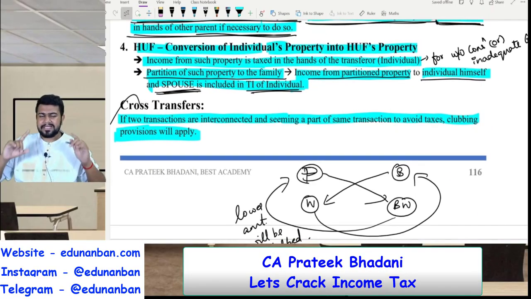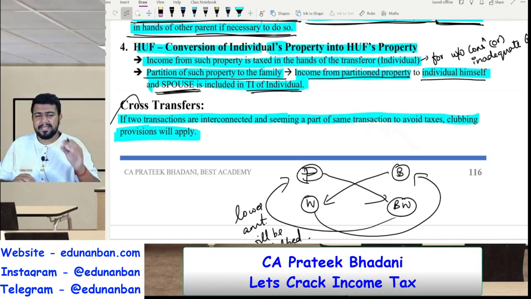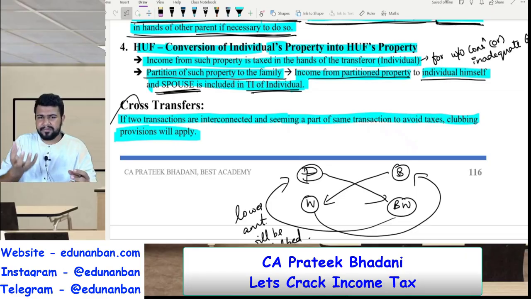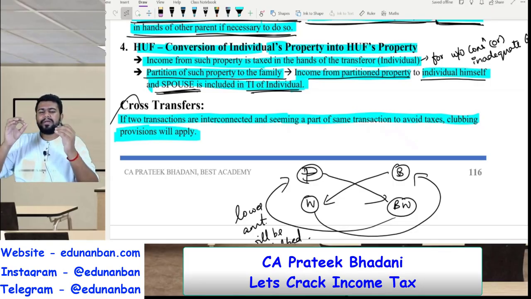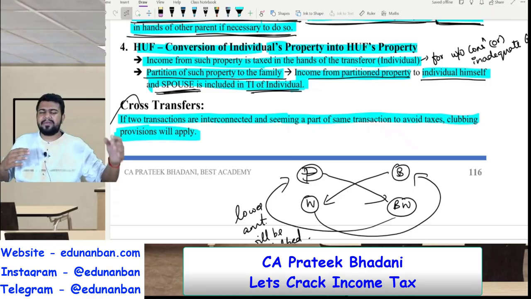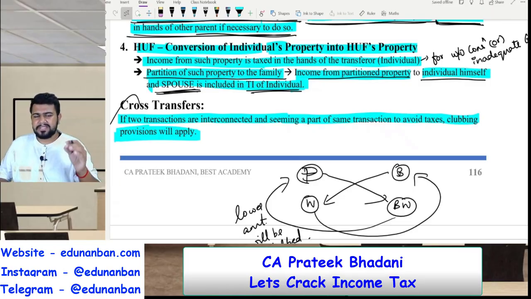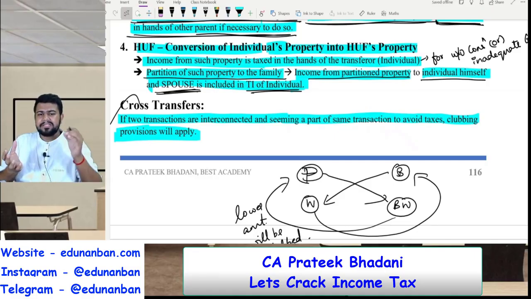If a property is transferred by an assessee to a HUF and the HUF gets partitioned, and on the partition the property gets shared between all the members of the family, in such case, the income received from the partitioned property by the assessee himself and the spouse, both will be taxed in the hands of the assessee. For example, if I am having a property, I give the property without consideration to the HUF. Then the HUF gets partitioned, and me, my wife, and all the other family members receive a share of the property. In such case, the income from my share of the property as well as my wife's share of property, both will be taxed in my hands only.